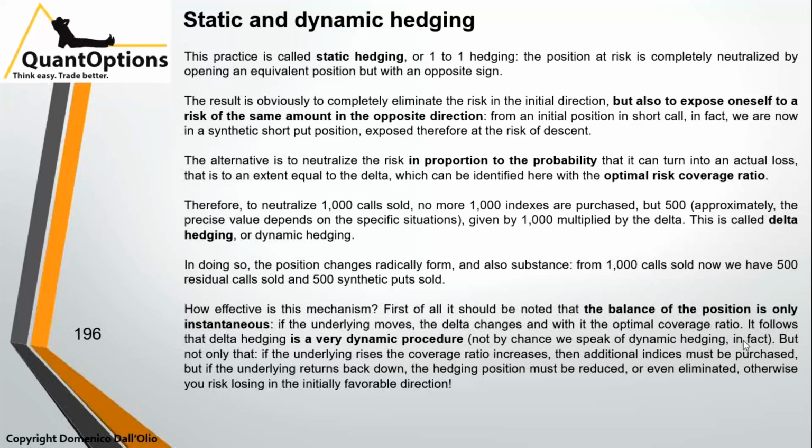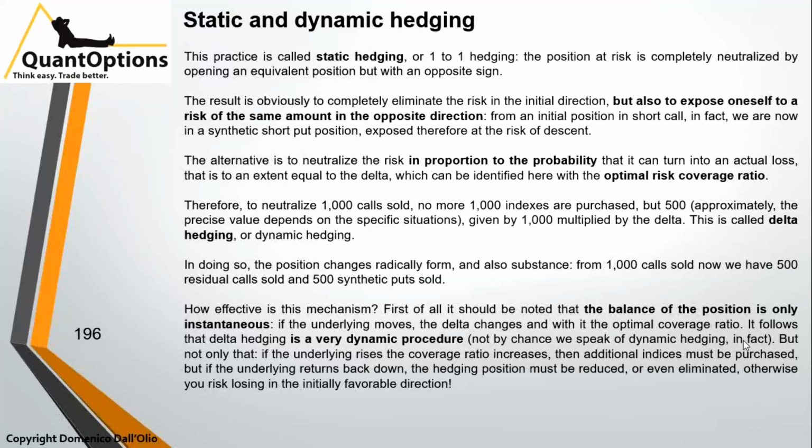In doing so, the position changes radically in form and also substance, because from 1000 calls sold, now we have 500 calls sold and 500 synthetic puts sold. This would lead to a strategy called short straddle, which we will see in the next lessons.